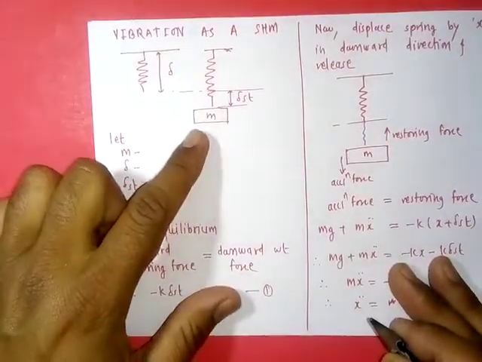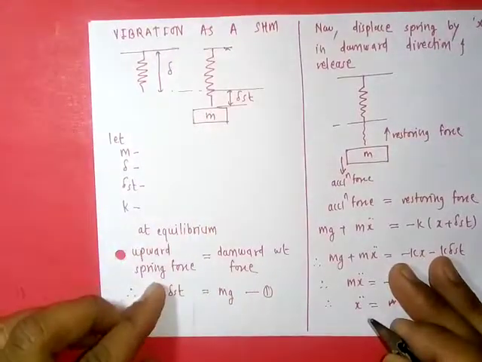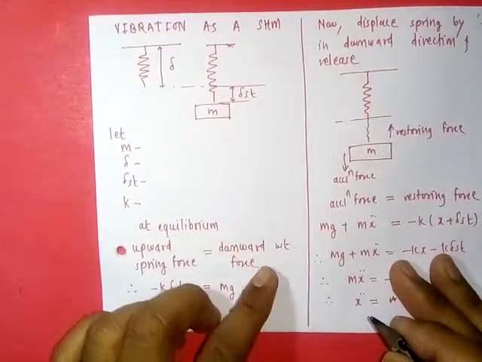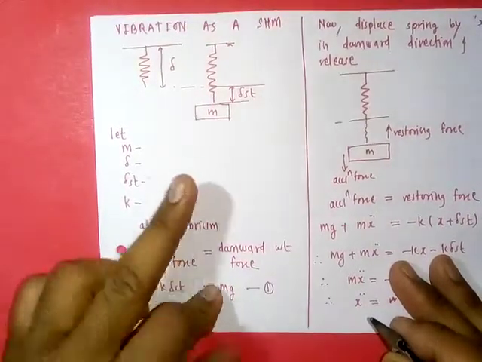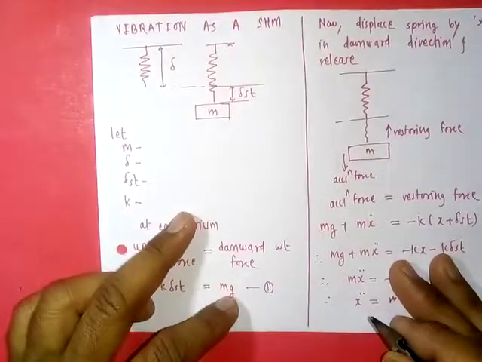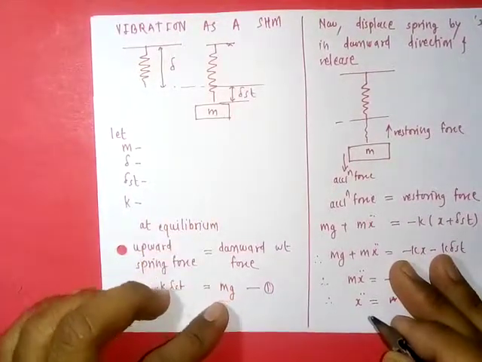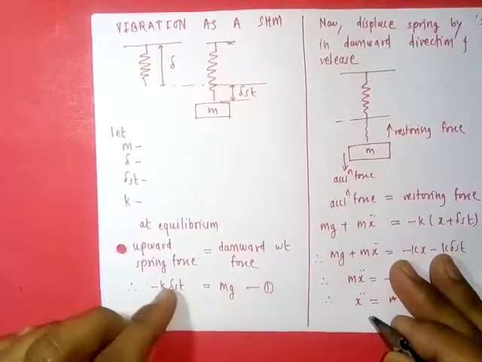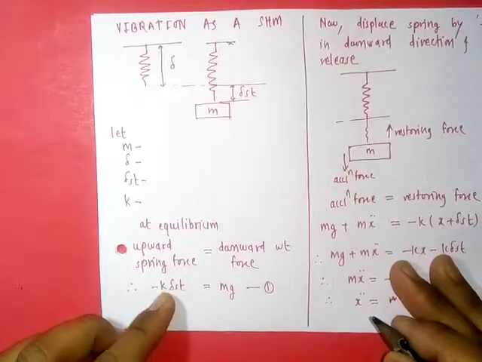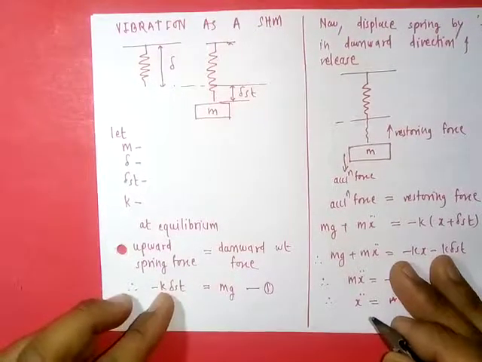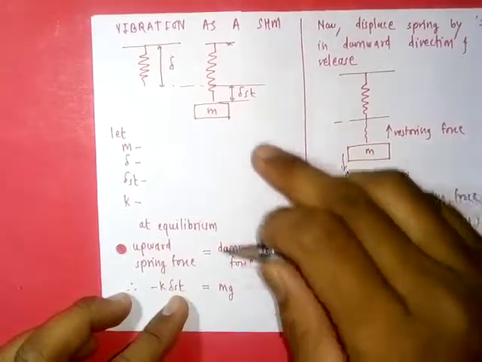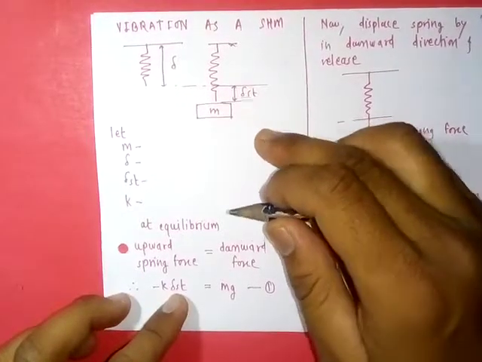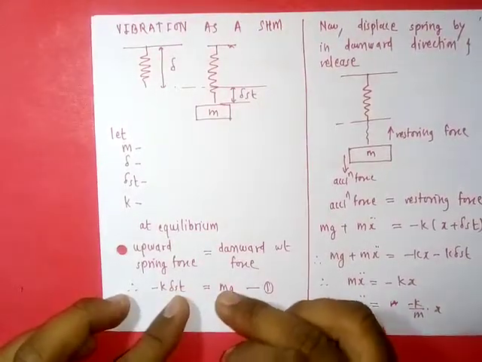Then when we add mass, at equilibrium the upward spring force is equal to the downward weight force. Downward weight is nothing but the multiplication of m into g, that is acceleration due to gravity, and the upward force is k delta st. Minus sign indicates both directions are in opposite sense. K is a spring constant, that is, resisting force per unit deformation. Here deformation is delta st, so spring force is k into deformation delta st, in the opposite direction of mg.